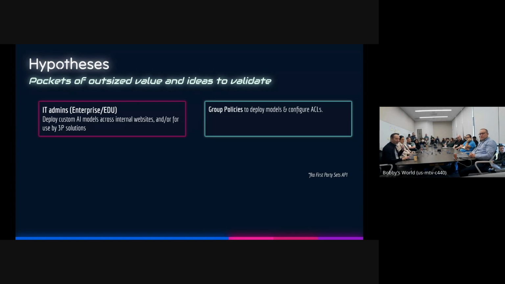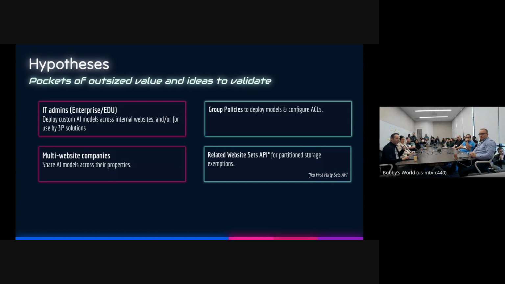Potentially a simple solution for that could be a group policy where you would say, I want to deploy model XYZ and make those available on origins A, B, and C. So maybe that's a solution. Another one could be for companies that have multiple websites. Maybe they want to share their AI models across their properties. And what I would say is an obvious solution for that would be to use related website sets, commonly known as third-party sets, where maybe you can use that to carve out some exemptions to the partitioned storage. So that's another one.